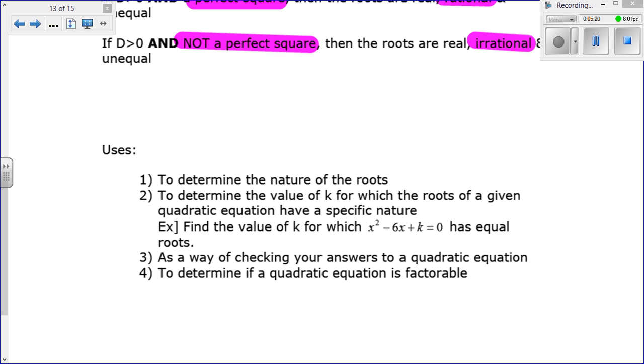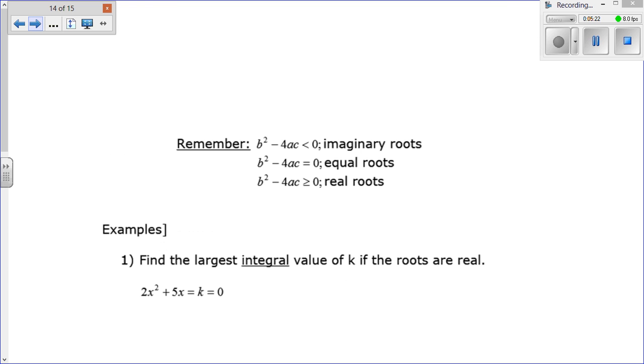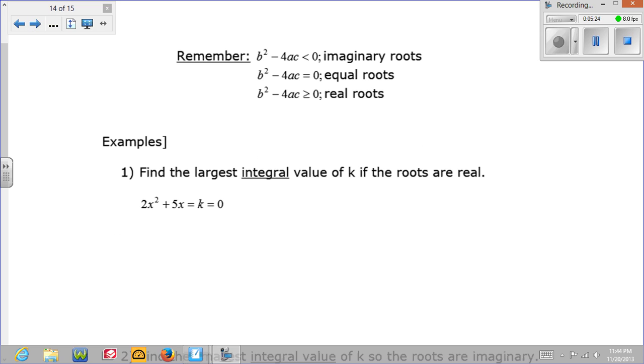All right, so moving on. Okay, if b squared minus 4ac is less than 0, then I have imaginary roots. If b squared minus 4ac is equal to 0, then I have equal roots. If b squared minus 4ac is greater than or equal to 0, then I have real roots.